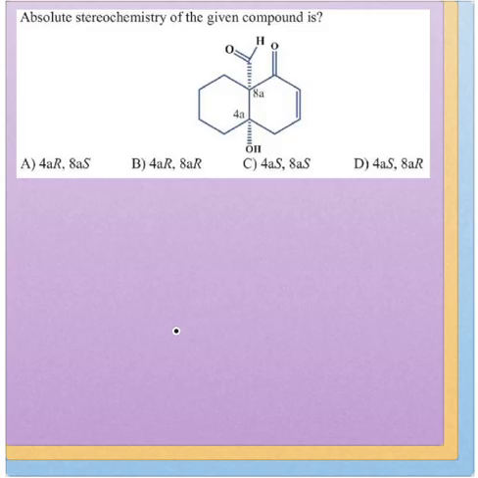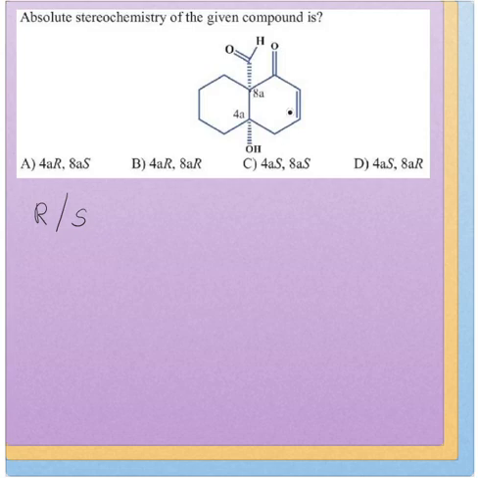In this series of videos, I solve some of the interesting and important questions for competitive exams like NEET and JEE Advanced and Mains. Let's get started with the given question. What is the absolute stereochemistry of the given compound? That means there are two chiral carbons at the 4th and 8th carbon, and we are supposed to find out the configuration, whether it is R or S configuration.